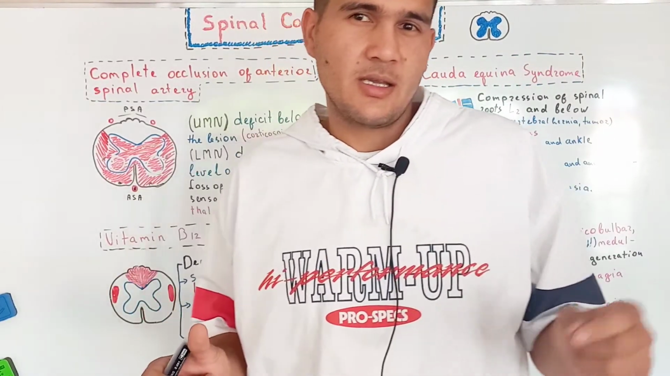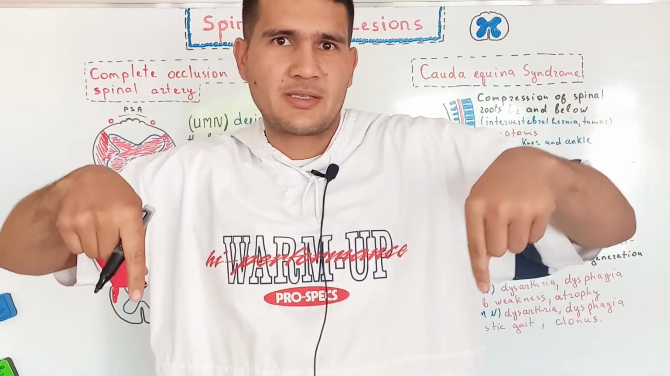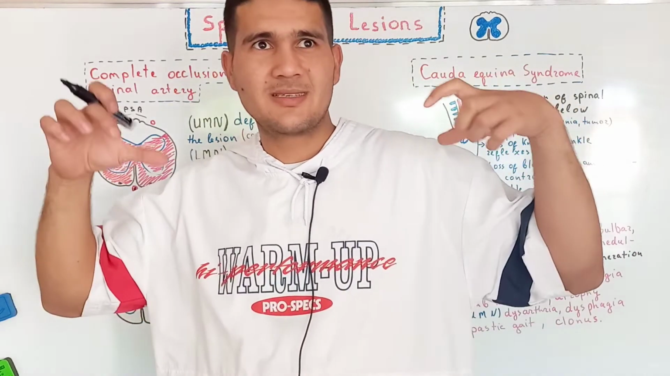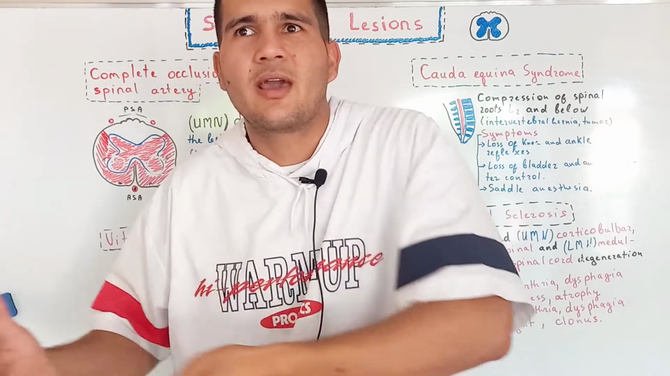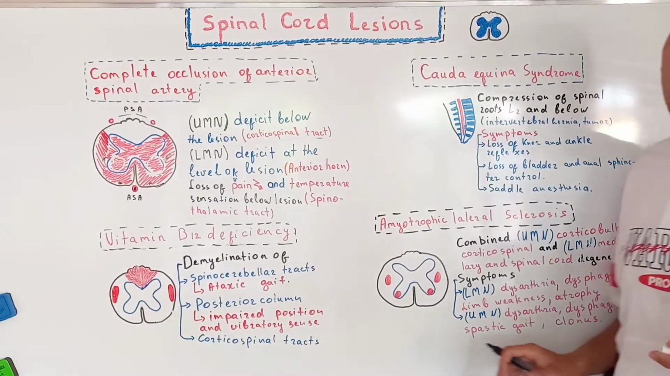motor neurons. In our previous lesson, I talked about how the upper motor neurons always suppress and inhibit the activity of the lower motor neurons. Without this inhibitory effect, the lower motor neurons can be overactivated and they can cause spasticity and clonus in our body.